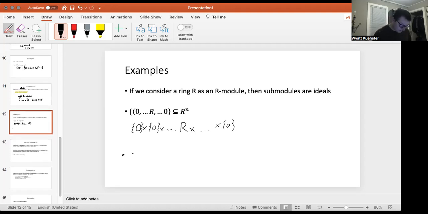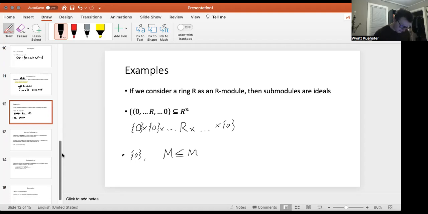Then, of course, as always, we have the trivial cases. 0 is the trivial module. And if M is any module, it's a submodule of itself. So those are the trivial cases that we always have. Thought I'd write them one more time.